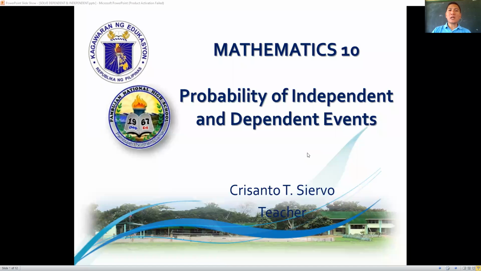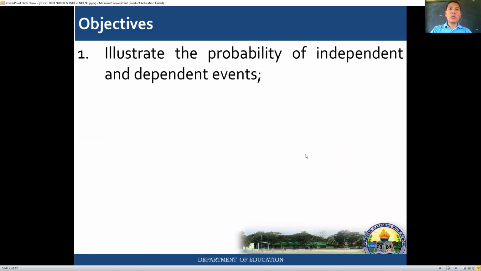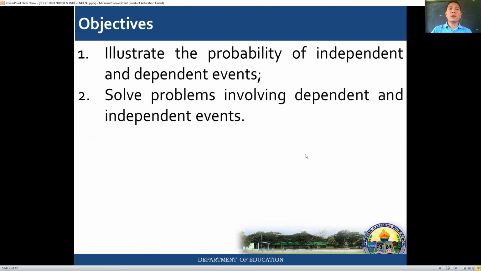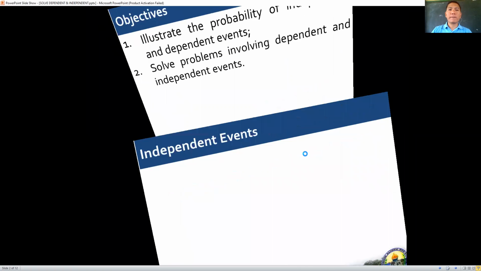So today we're going to discuss all about the probability of independent and dependent events. So what could be our objectives? First, we will illustrate the probability of independent and dependent events. And second, we will solve problems involving dependent and independent events.